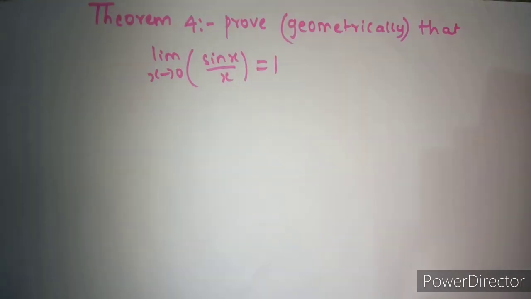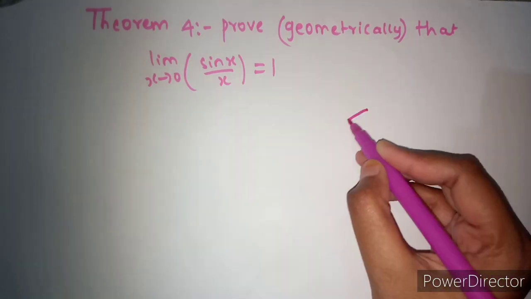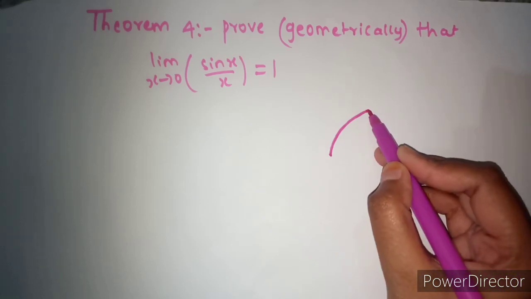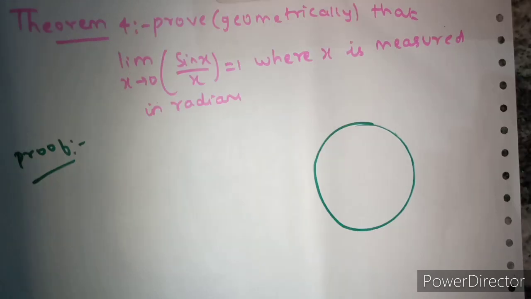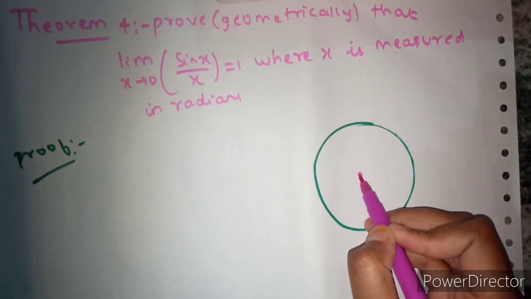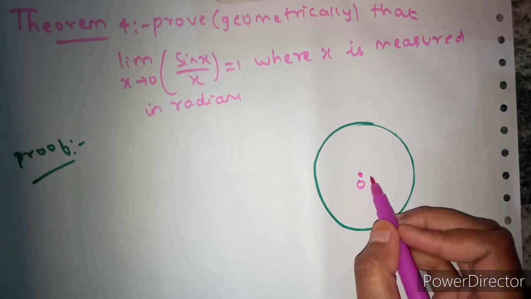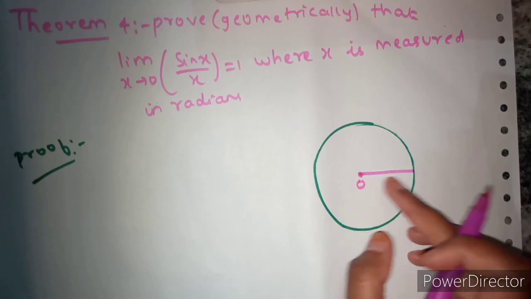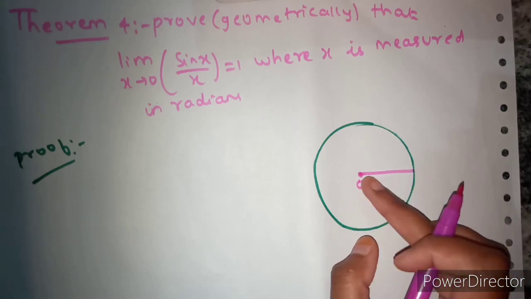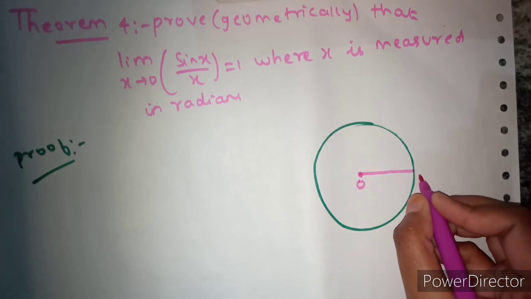First, let me construct a figure. What we have to do is draw one circle. So I have drawn a circle. This circle will have a center, so this is the center of the circle, center O. From the center I am drawing a line. If I draw a line from the center, it is called a radius. I have drawn a line from center O and named it OA.